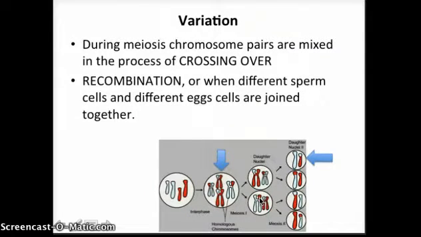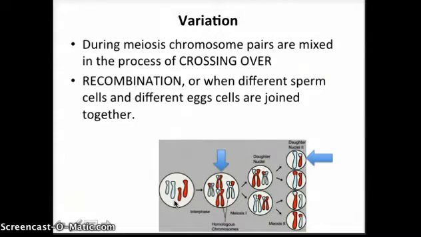Variation. During meiosis, chromosome pairs are mixed in the process of crossing over. Recombination is when different sperm cells and different egg cells are joined together to form different combinations of genes. Think about siblings that come from the same parents being slightly different because they're inheriting different traits from their parents.